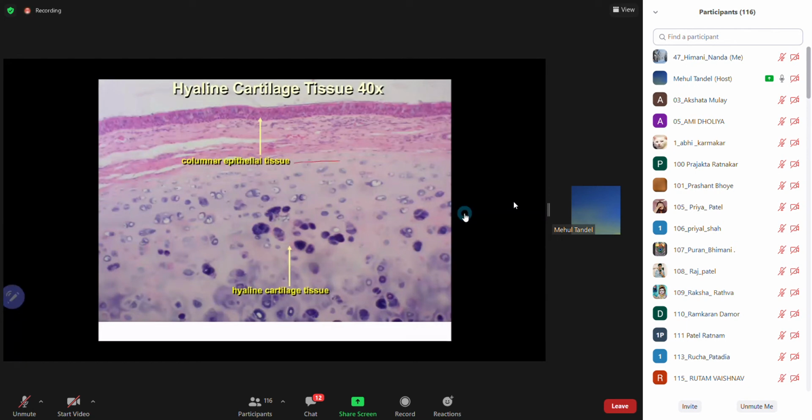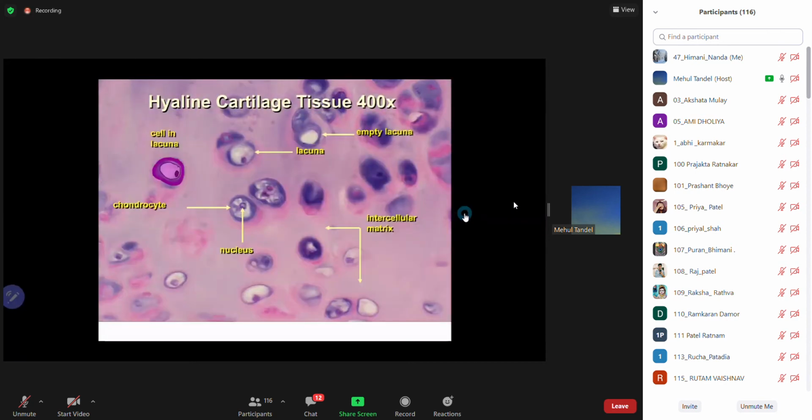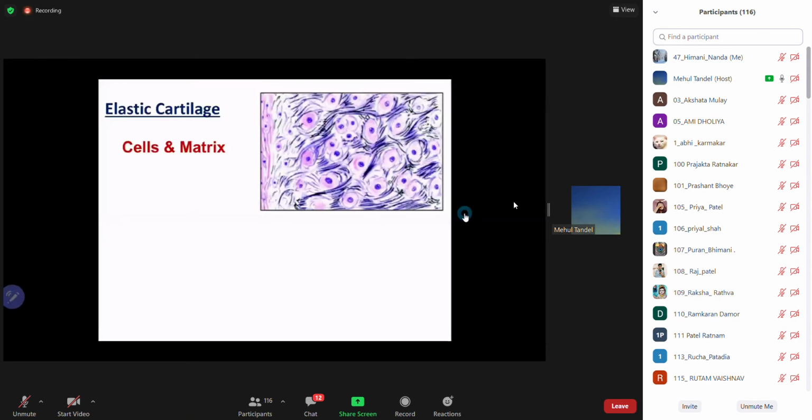You can see this is the perichondrium, outer fibrous layer, inner cellular layer. Cells in the outer layer are elongated, small and parallel to the surface. In the center, cells are present in groups, known as cell nests. And you can see the ground glass appearance of the matrix. Three types of matrix: capsular, territorial, and interstitial. So that is about hyaline cartilage. Here you can see the matrix very clearly. All cells are in lacunae.